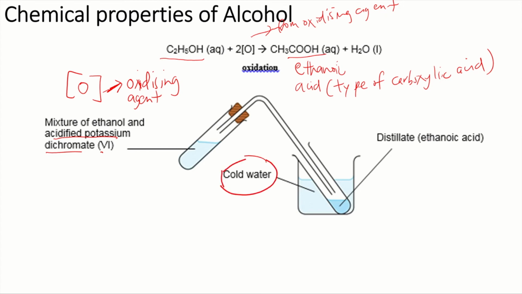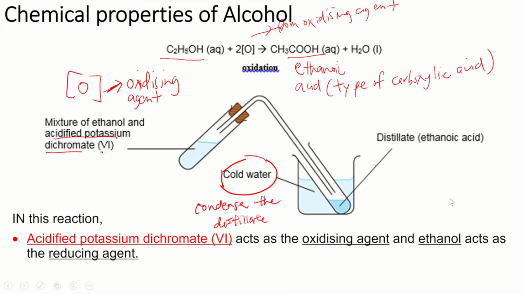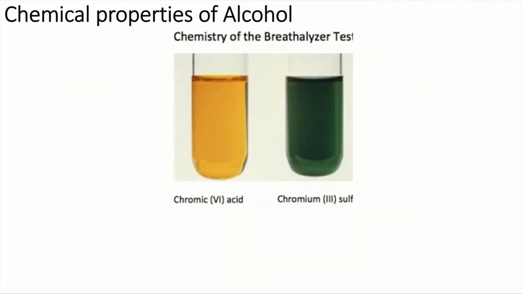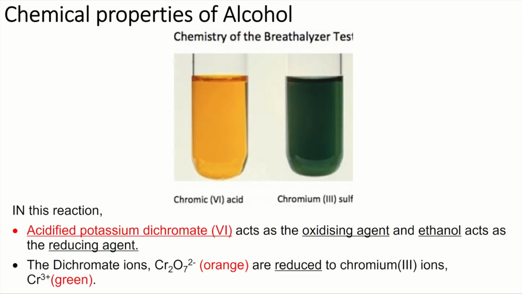I'm using cold water to condense my ethanoic acid. So the acidified potassium dichromate is the oxidizing agent. Ethanol is being oxidized, and ethanol itself is a reducing agent. So orange dichromate will turn green; it will be reduced to form a green color. This is how it will look: from orange, it will become green. And this is one simple way to test for alcohol content.